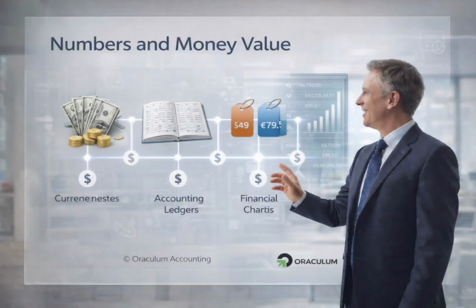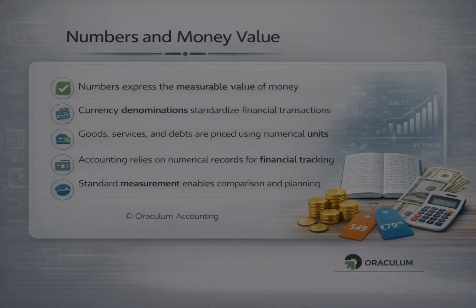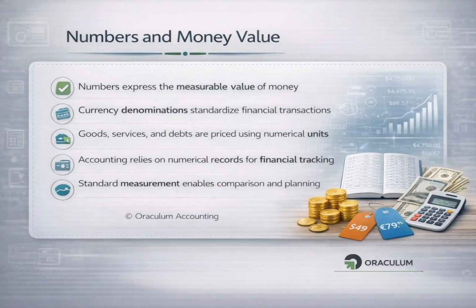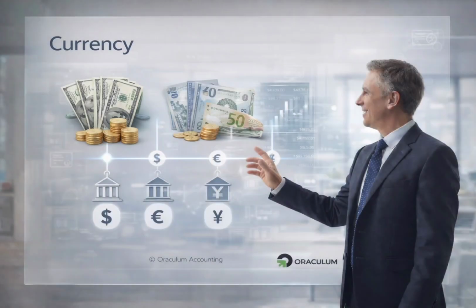Numbers play an essential role in expressing the value of money. Economic exchanges require a common and precise unit for measuring worth. As economies expanded, standardized numerical denominations were assigned to coins and paper currency, enabling goods, services, debts, and taxes to be priced consistently. This transformation allowed money to function as a unit of account and made bookkeeping, comparison of value, and financial planning possible. Now let us understand currency.